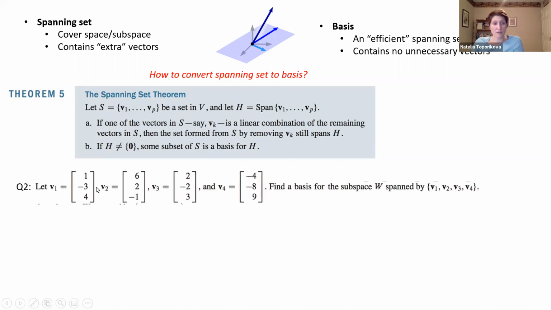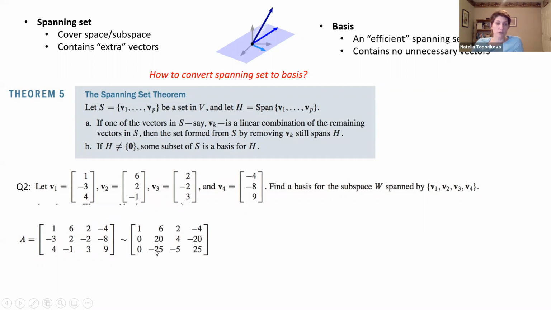For example, let's look at our vectors v1, v2, v3, and v4 here, and we will try to trim them down to a basis for the vector space spanned by these 4 vectors. Let's start by writing down a matrix consisting of 4 columns, each one being a vector from v1 to v4. And of course, we will try to reduce this matrix to the echelon form.